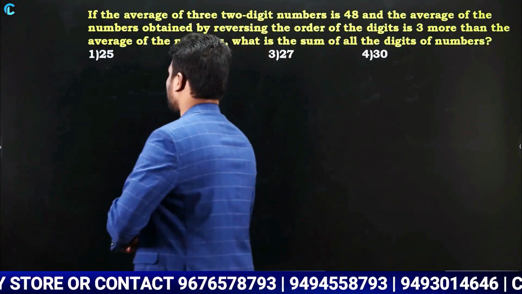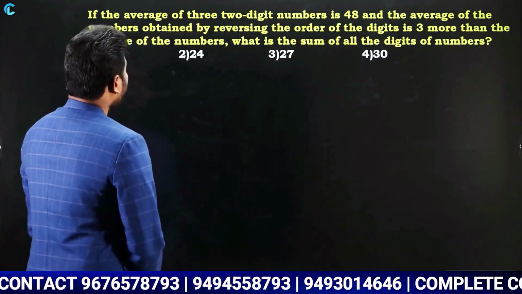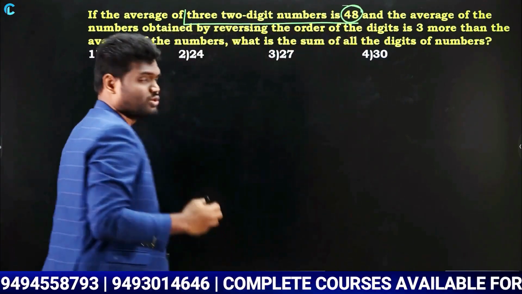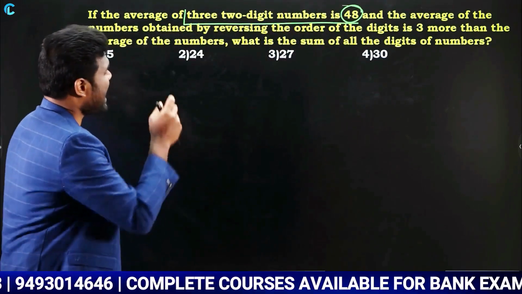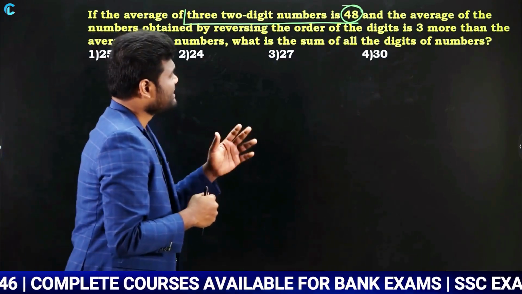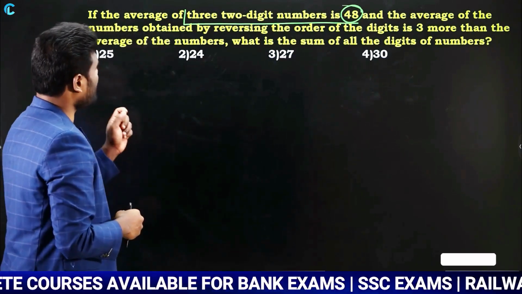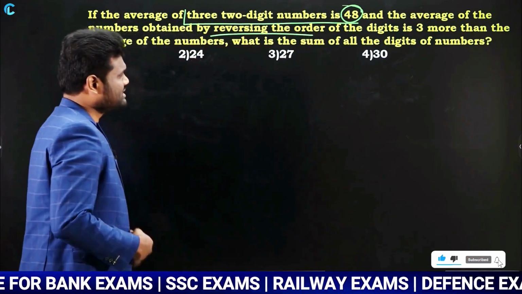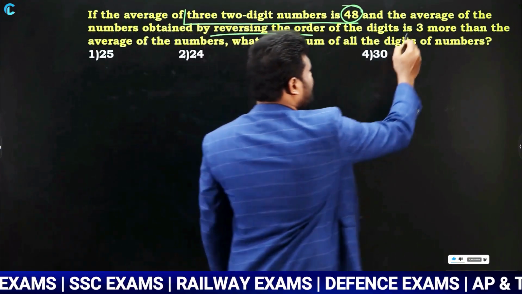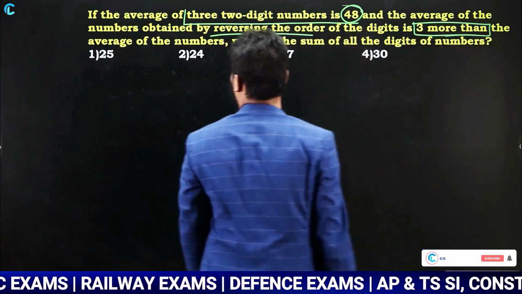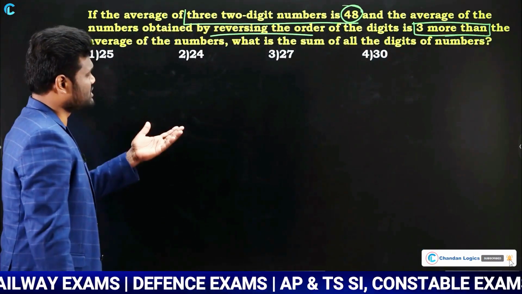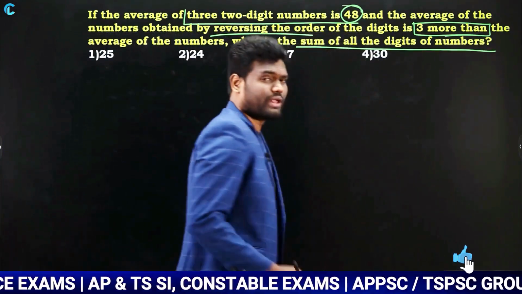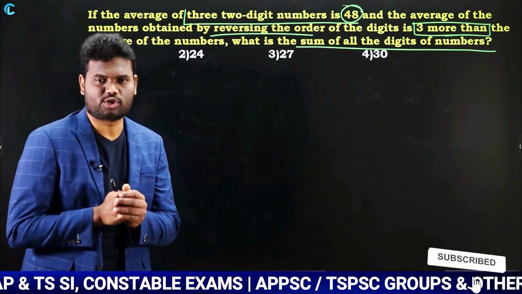These are very good questions. Let us look at the next question. If the average of 3 2-digit numbers is 48, and the average of the numbers obtained by reversing the order of the digits is 3 more than the average of the original numbers, what is the sum of all the digits of the numbers? We are asked to find the sum of all the digits of the numbers.